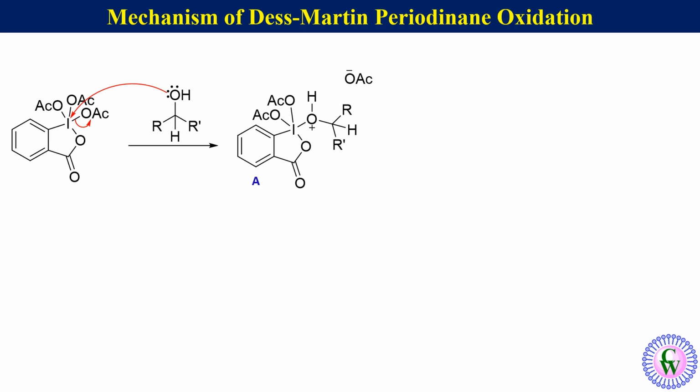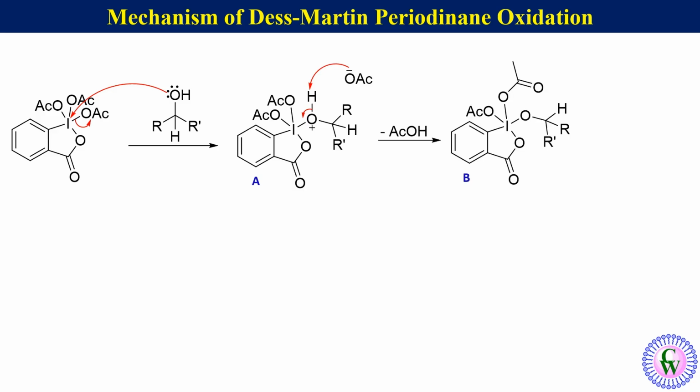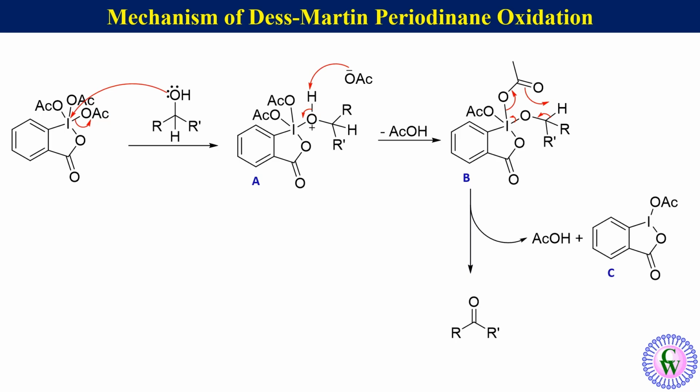Acetate ion then abstracts the proton from the oxonium ion of A to produce acetic acid and species B. Species B undergoes intramolecular deprotonation and elimination of acetic acid and species C to produce aldehyde or ketone.